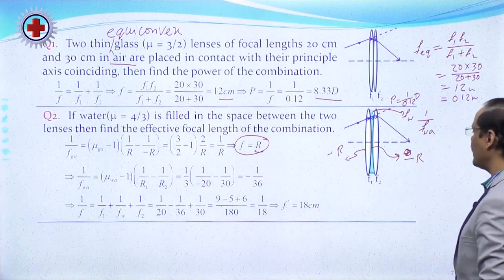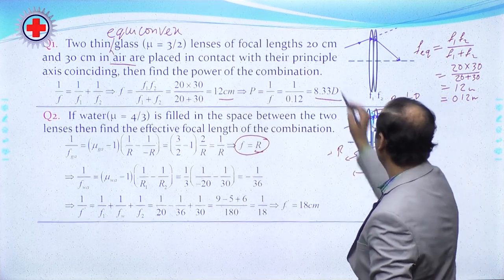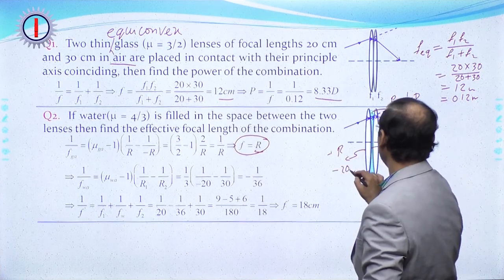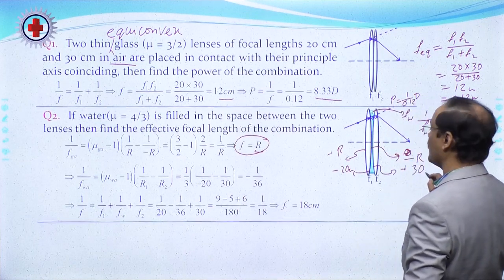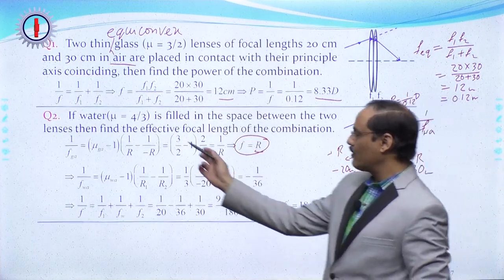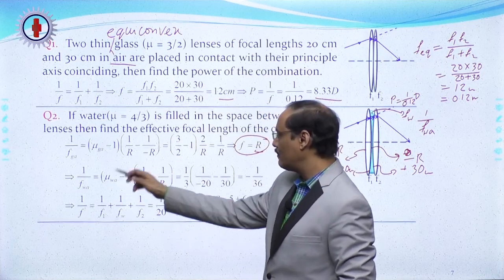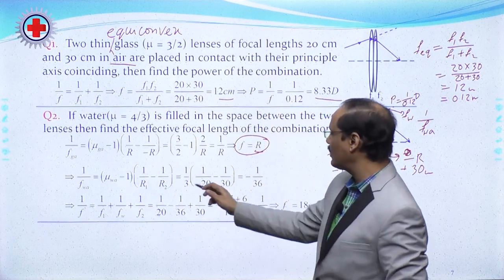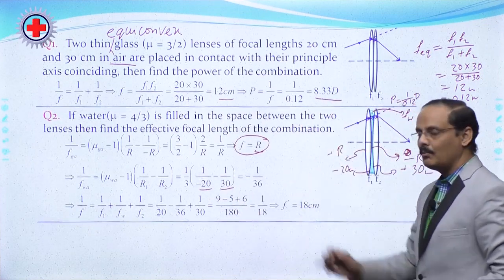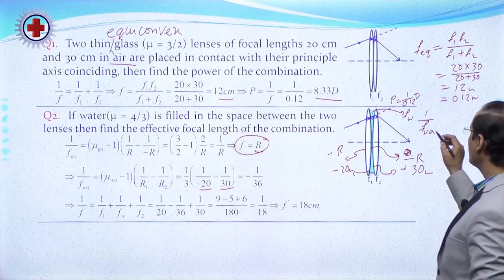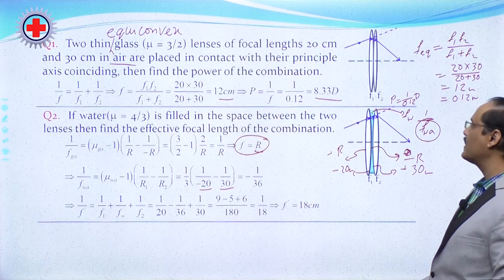So, if you use that idea for the water lens, the left side has radius of curvature minus 20 centimeter and the right side has radius of curvature plus 30 centimeter. So, for the water lens in air you get 4 by 3 minus 1, so it is 1 by 3 into 1 by minus 20 minus 1 by plus 30, that is minus 1 by 36. So, the water lens in air has a focal length of minus 36 centimeter.